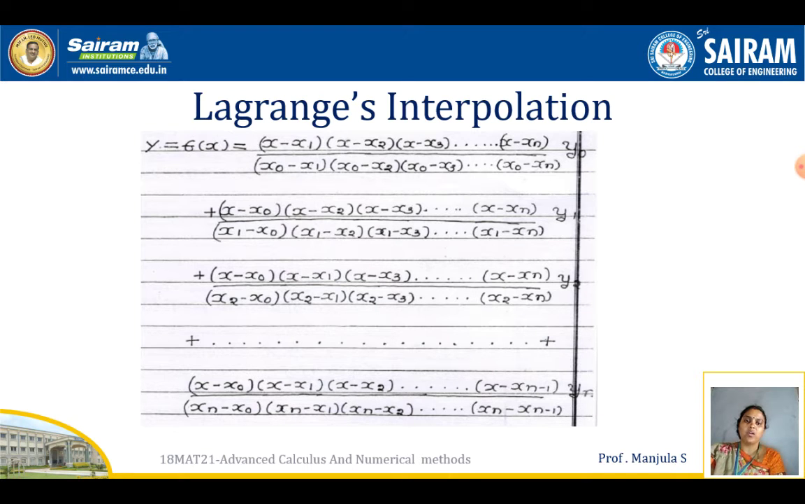plus the second term, which will be (x minus x0)(x minus x2)(x minus x3) and so on up to (x minus xn). Numerator x1 is missing, so that term comes in the denominator: (x1 minus x0)(x1 minus x2)(x1 minus x3) and so on up to (x1 minus xn), into y1. So on, we can write the last term: (x minus x0)(x minus x1)(x minus x2) and so on up to (x minus xn minus 1), with denominator (xn minus x0)(xn minus x1) and so on up to (xn minus xn minus 1), into yn.